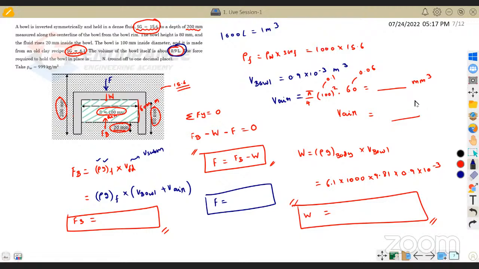4.71 into 10 to the power of -4 meter cube. Good. So we got the air's volume and the volume of the bowl. Take them both, substitute here, and you will get the buoyancy force, and also you can calculate weight. Subtract them both, you will get the net force. Okay. So fast, do it, and give me the answer.